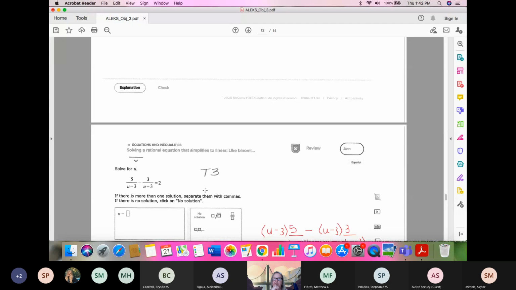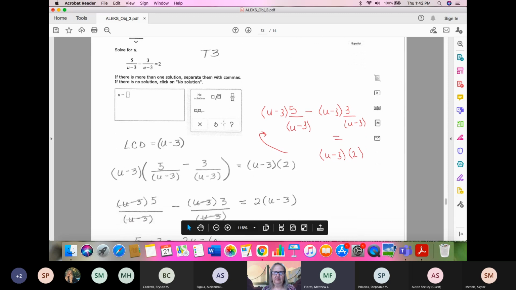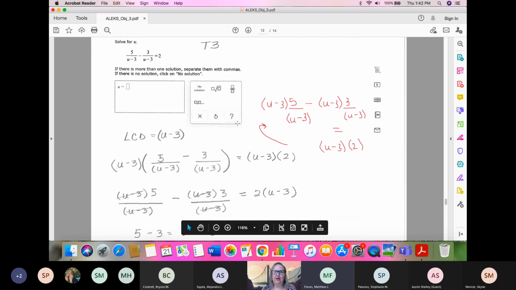What's the smallest denominator? Would it be u minus 3? Yes, it's u minus 3 because that single u minus 3 can do double duty. That single u minus 3 will do double duty. So it turns out when you want to get the least common denominator, you copy down the first denominator in factored form. And that's in my notes.